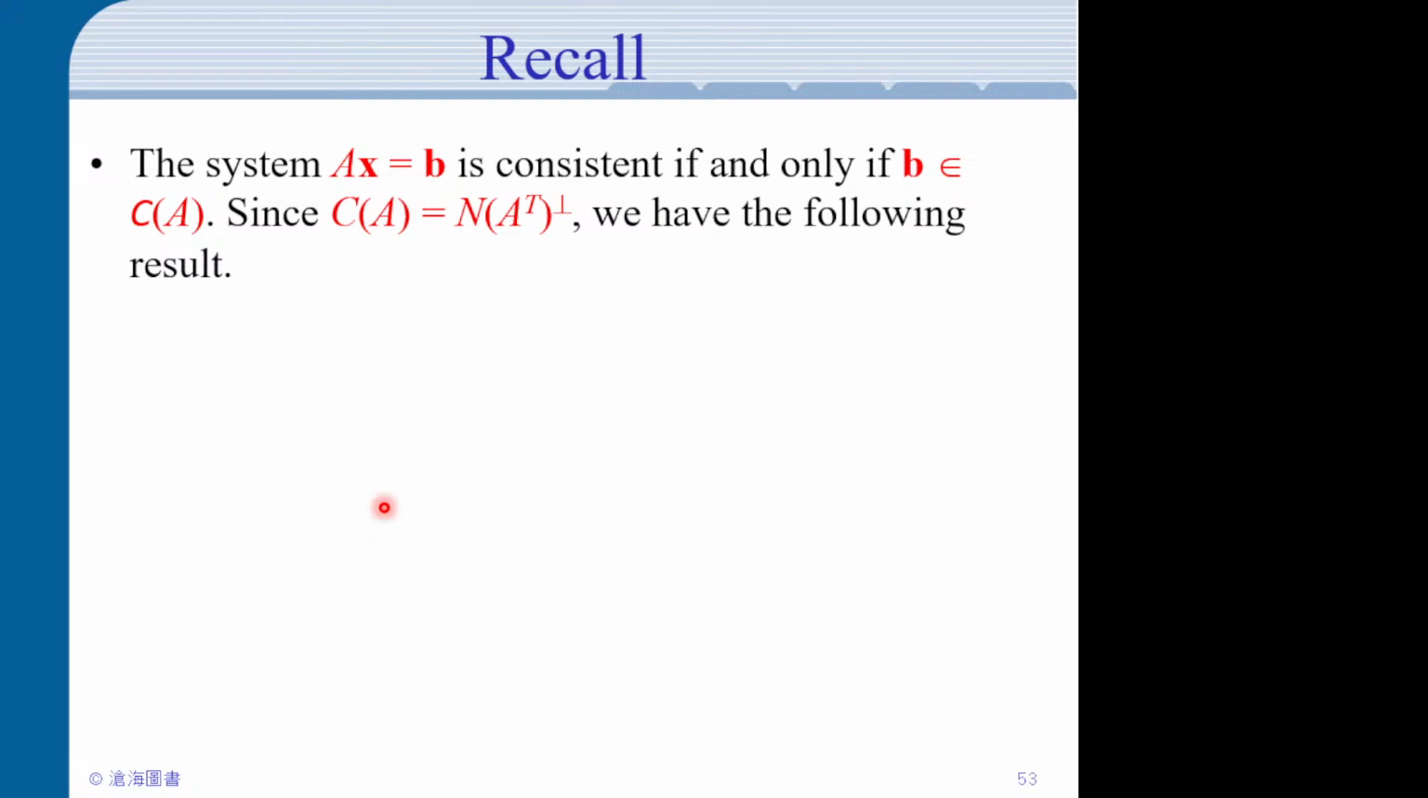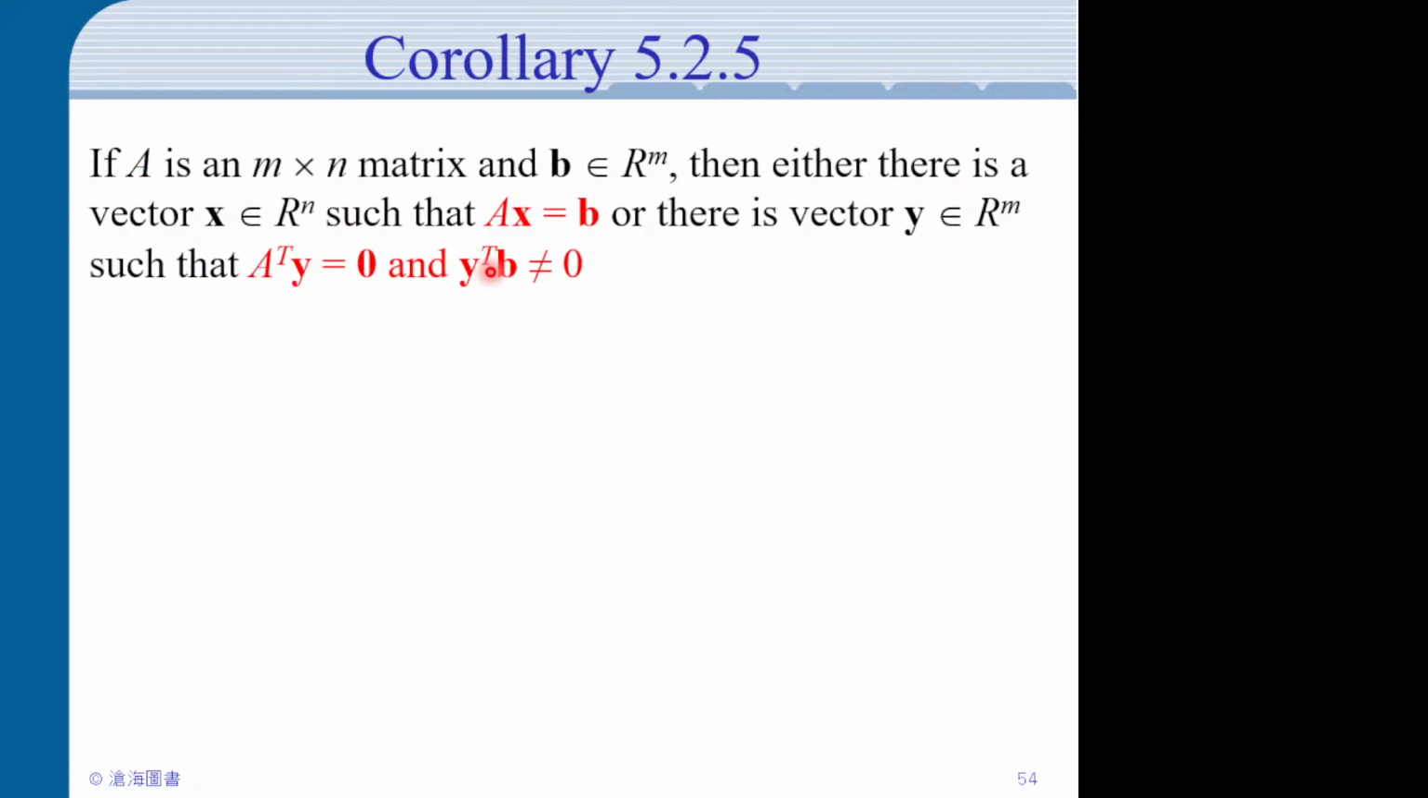Okay, so once again, Ax equal to b is consistent if b is inside the column space of A, and the column space of A is equal to the complement of the null space of A transpose, and so we have that.